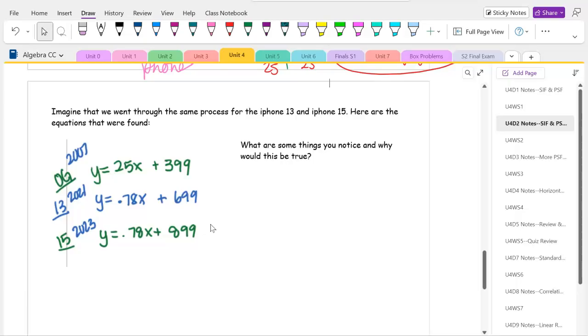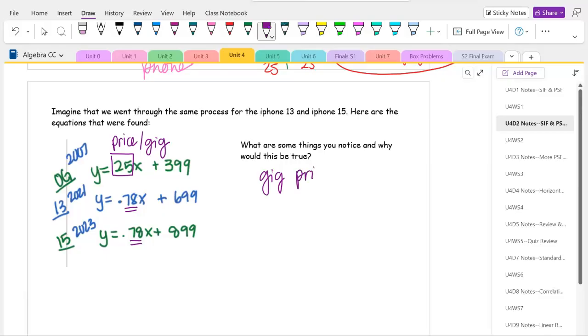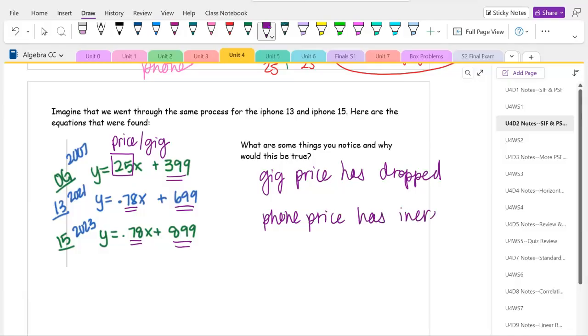So one thing that I want you to notice is that this was our price per gig. Look what has happened over the years. The gigs went from $25 per gig to 0.78, okay, less than $1 per gig. So the gig price has vastly dropped. However, this y-intercept is the body of our phone, that price. And what we're going to notice is that the phone price has increased tremendously. And I'm sure there are lots of reasons for this.